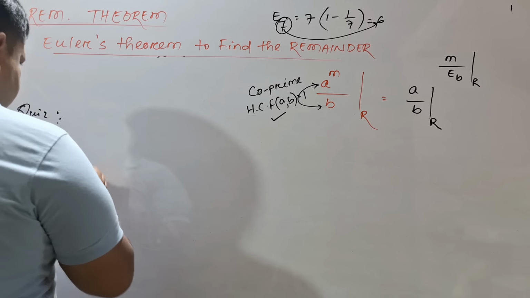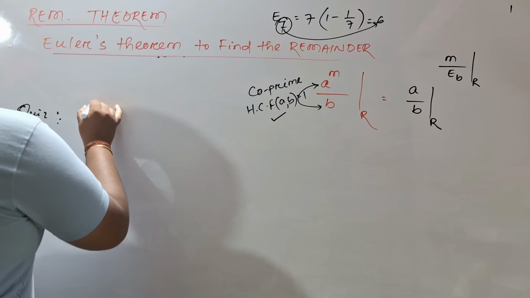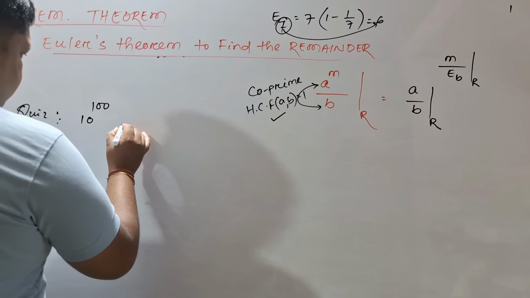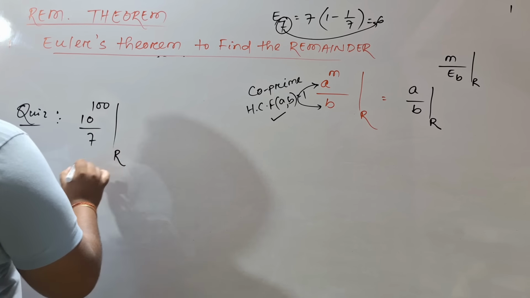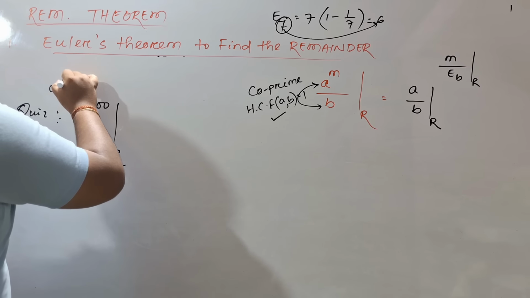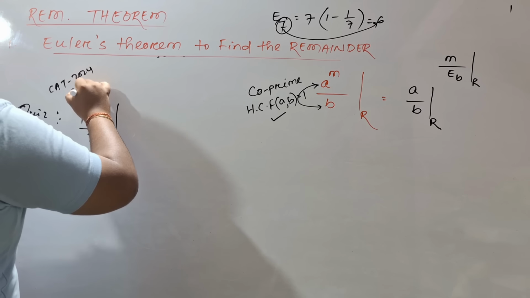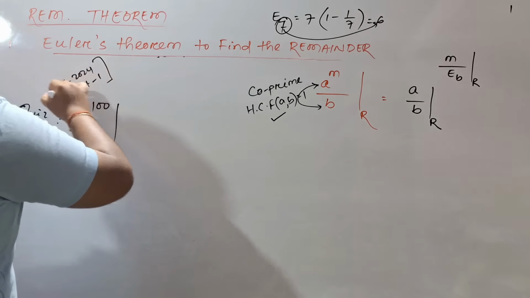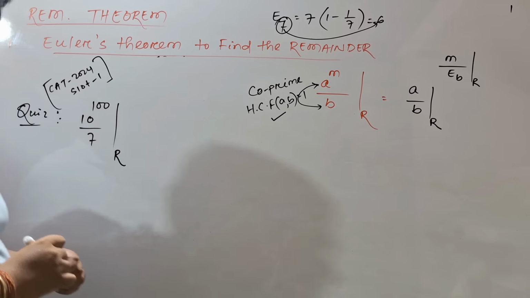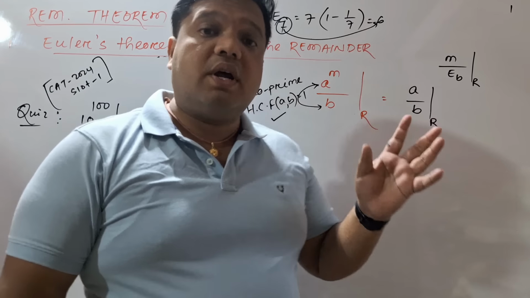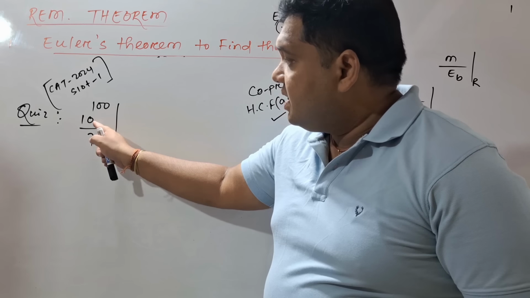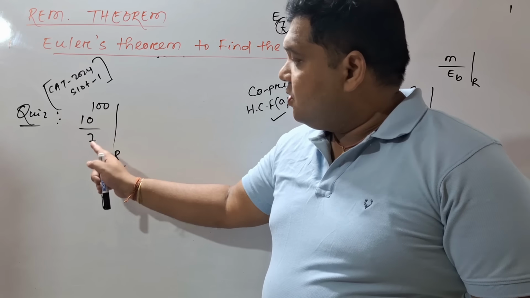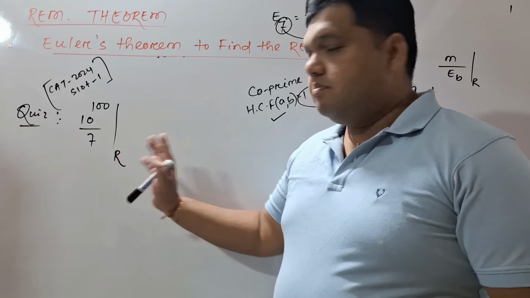So here the question number 1, 10 to the power 100 when it is divided by 7, find the remainder. And this was asked in CAT 2024 slot 1. 10 to the power 100, dividend is 10 to the power 100, it's a huge number. 10 is multiplied 100 number of times. 10 to the power 100 when it is divided by 7, find the remainder.